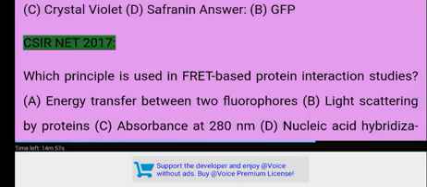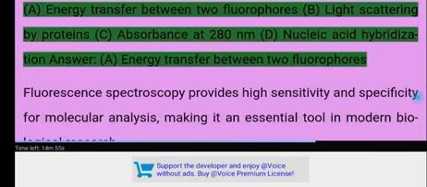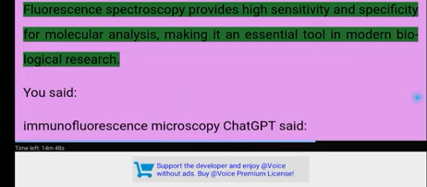GFP. CSIR NET 2017. Which principle is used in FRET-based protein interaction studies? A. Energy transfer between two fluorophores. B. Light scattering by proteins. C. Absorbance at 280 nanometers. D. Nucleic acid hybridization. Answer: A. Energy transfer between two fluorophores. Fluorescence spectroscopy provides high sensitivity and specificity for molecular analysis, making it an essential tool in modern biological research.